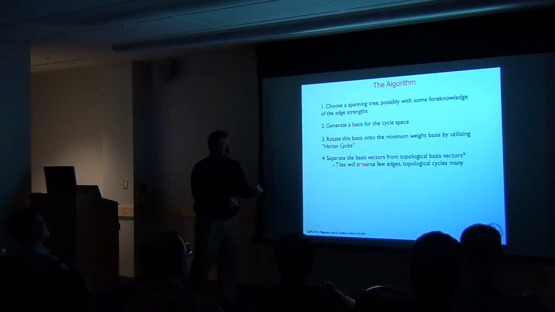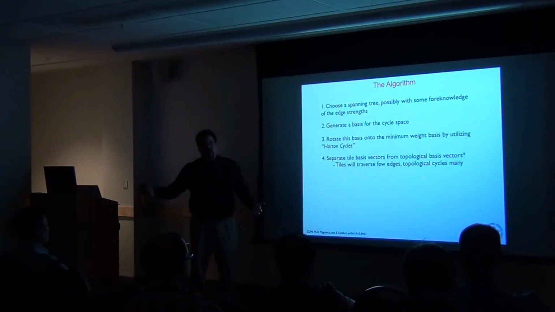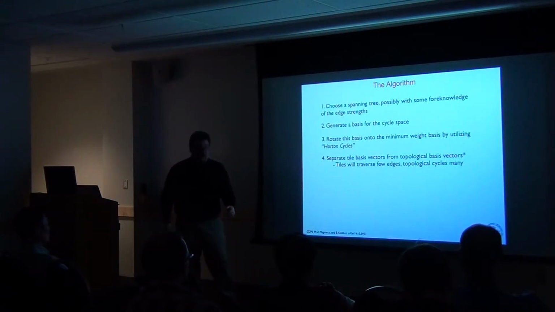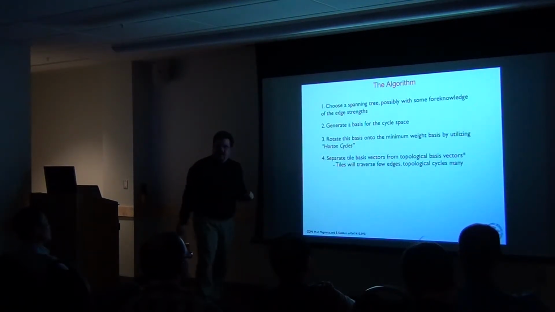Then, in the end, we want to coalesce the tiles. So far we just have the list of basis vectors, and we don't know which ones are tiles and which ones are the topologically derived cycles. And so we need to separate the tile basis vectors from the topological basis vectors. This is the point where the NP-hard tap dancing comes in.